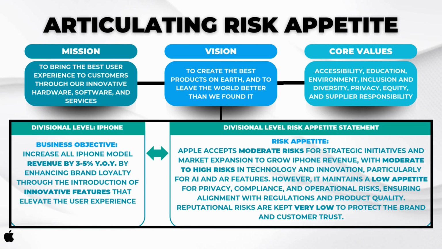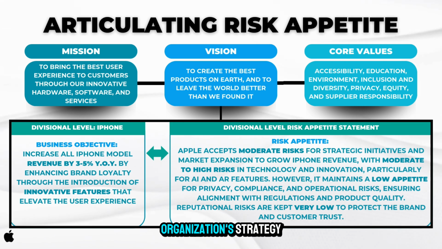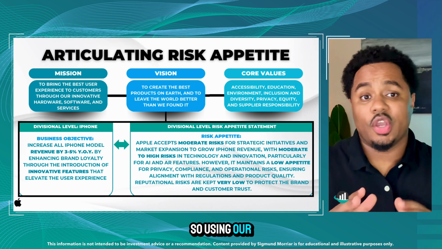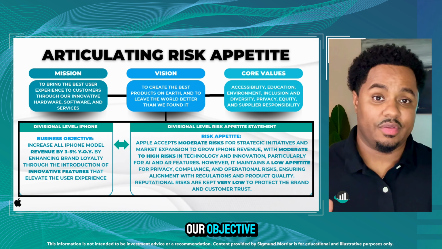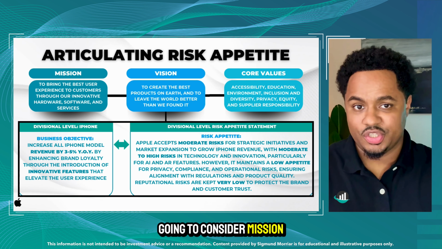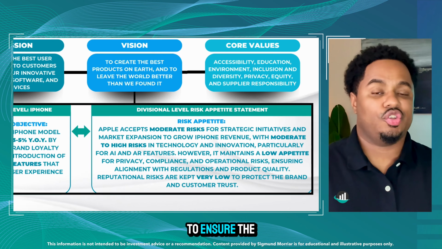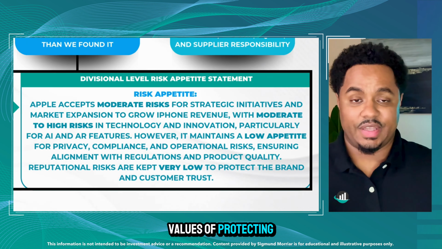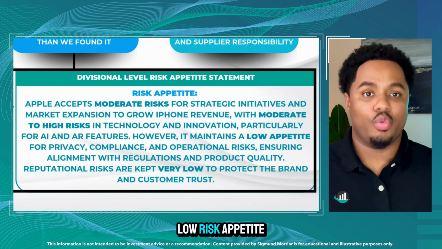Here's an important point. Risk appetite is best articulated through statements aligned with high-level business objectives that in turn align with the organization's strategy, mission, vision, and their core values. So using our example, the risk appetite statement would revolve around relevant risk categories to our objective, and it's also going to consider mission, vision, and core values. So the risk categories would be crafted to ensure the right risks are taken to achieve the growth target, while the core values of protecting, say, reputation and consumer trust remain protected through low risk appetite.